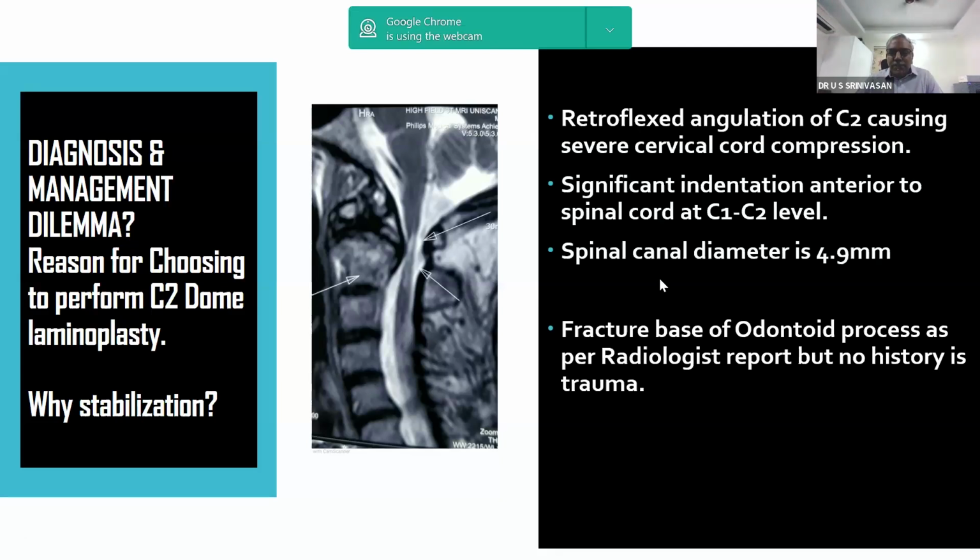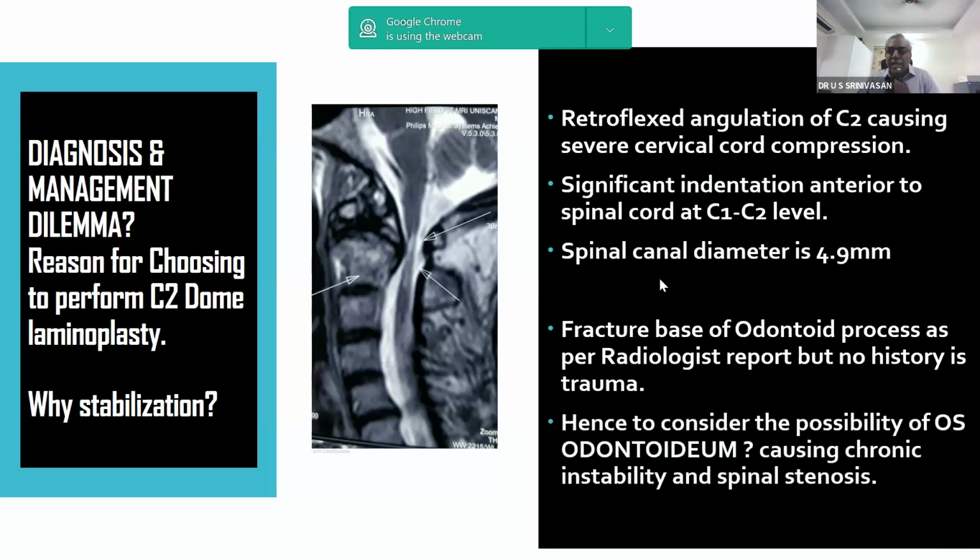causing compression. Going through the literature, I found that os odontoideum over the years has chronic instability leading to spinal stenosis. So in this case, what to do? Whether just a C2 Dome Laminoplasty or a stabilization. Considering the possibility of os odontoideum causing chronic instability and spinal stenosis, because the spinal canal diameter is 4.9 millimeter, I decided the patient requires stabilization.